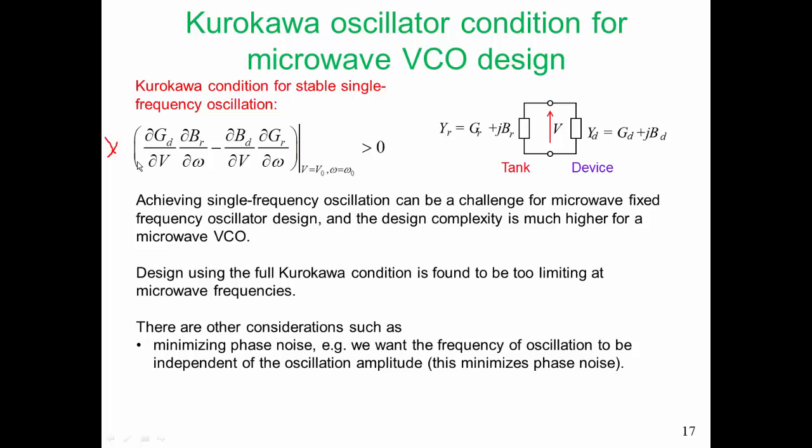For example, we want the frequency of oscillation to be independent of the oscillation amplitude. That will minimize noise. Now there will be noise in our circuit. There are white noise generators in our circuit. That white noise will appear on the oscillation amplitude. If the frequency of oscillation is dependent on the amplitude and therefore responds to the noise on the amplitude of our oscillator, we will generate phase noise. Noise in the frequency domain, noise that results in a small frequency shift, looks the same as shifts in the phase, and it is interpreted as phase noise. So we must minimize phase noise.